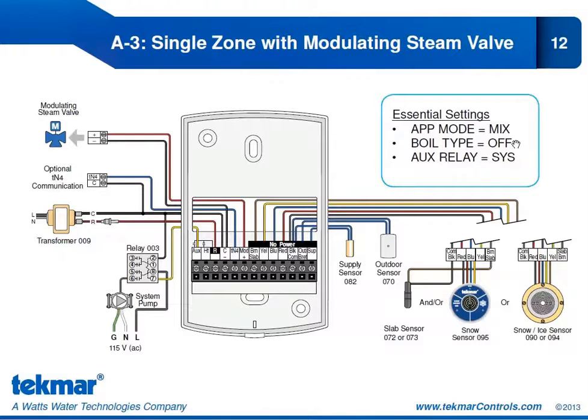The application that we've shown illustrates district steam application. It could be a steam boiler that is being operated by another control. Our auxiliary relay is being set to system pump. We are using that relay to operate the system pump.